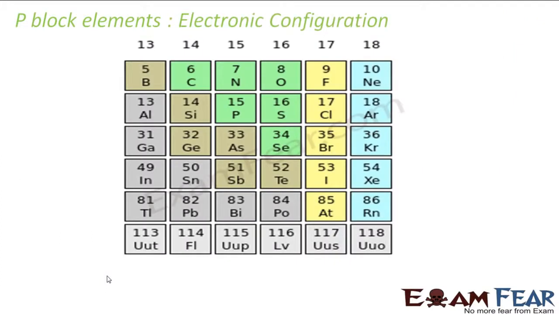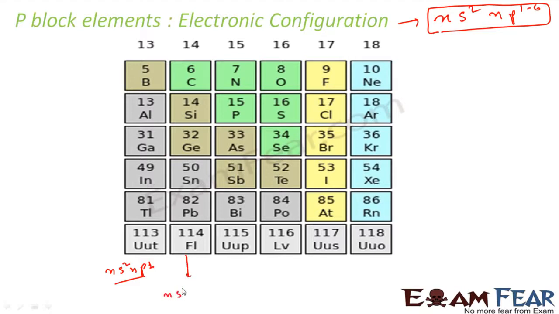Let's start with the first one, electronic configuration. As I told, the electronic configuration for P block is ns2 np1-6, right? There is a general electronic configuration for P block elements. Let's see for group 13, the general electronic configuration is ns2 np1. Similarly, for group 14, it is ns2 np2. For 15, it is ns2 np3.